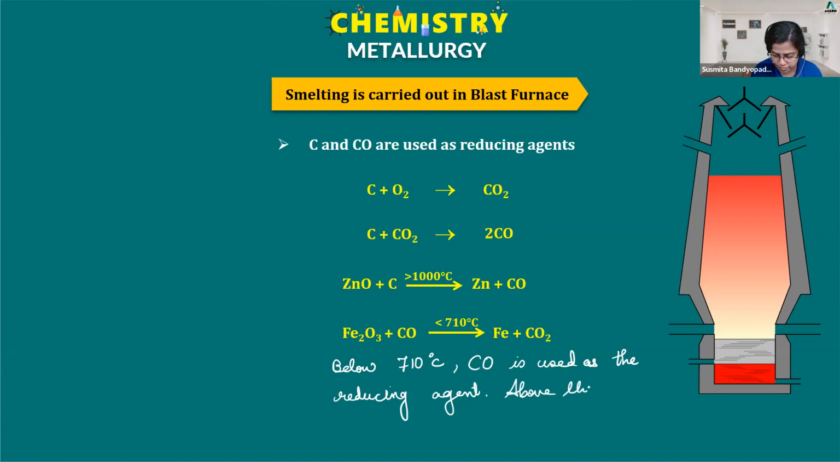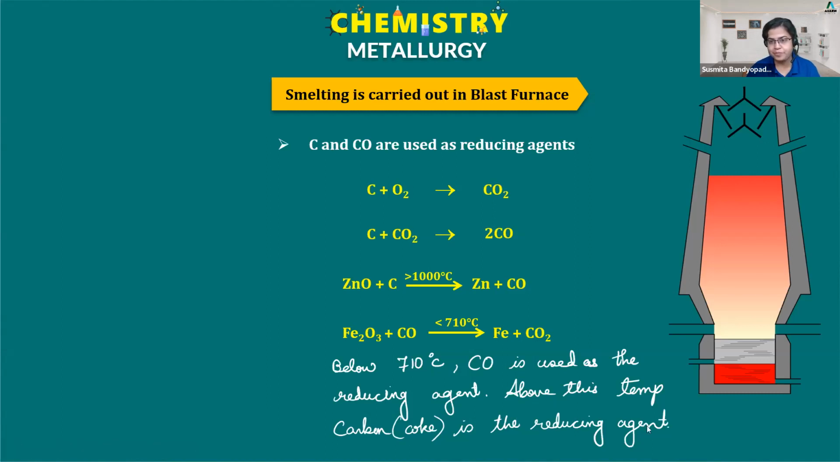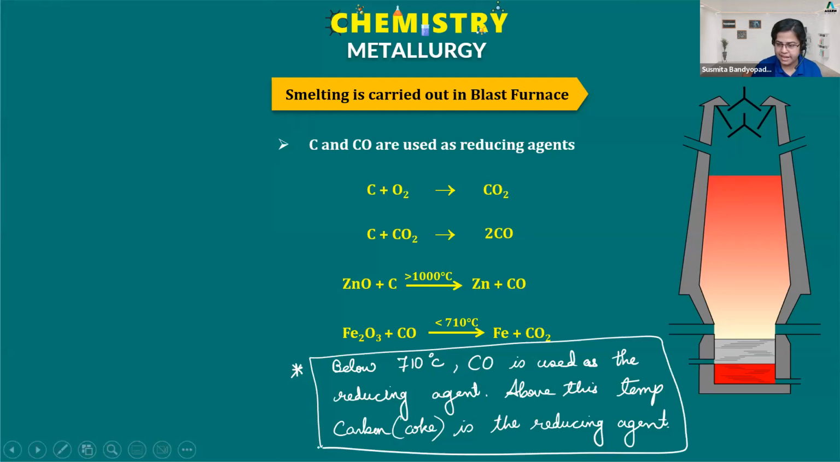Above this temperature, coke or carbon? Coke is, whenever it comes in my sequence, I'll not jump anything, I'll not skip anything. So, students, did you know this? Heard of the Ellingham diagram? Heard of the fact that below 710, it's CO which is used as a reducing agent. Reason I'll tell you. Above this temperature, it is C or coke which is the reducing agent. This thing has to be noted till we discuss the Ellingham diagram.